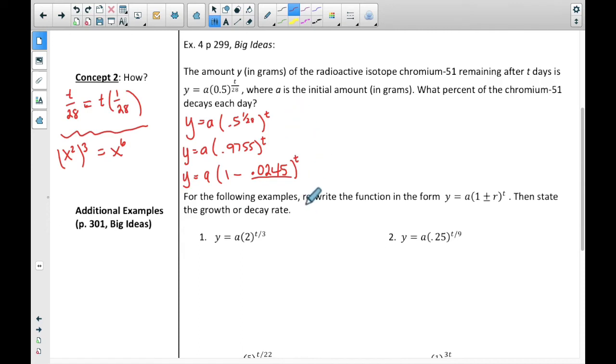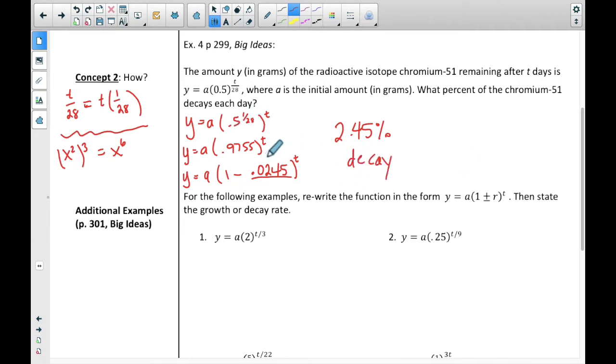Okay, why did we even want to do that? Because the question asks what percent decays each day. As it was before, I couldn't tell. But now I have just a plain old t, and I can change this to a percent. That as a percent is 2.45%. And is it increase or decrease? Well, it's decrease. So that's how we're going to do those problems.